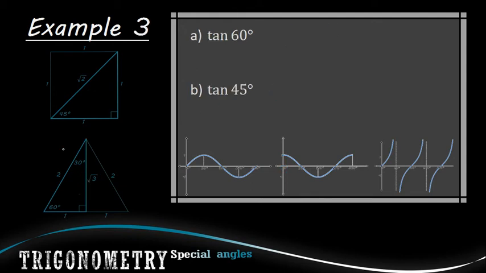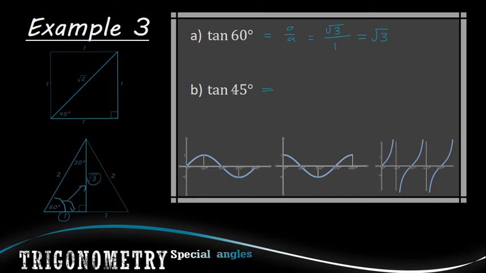And then for example 3, tan of 60. So tan of 60, that means we go to this 60-degree angle, and tan we know as opposite over adjacent. So from the 60-degree angle, the opposite side is square root of 3, and the adjacent side is 1. So that's just square root of 3 over 1, which is then just square root of 3.